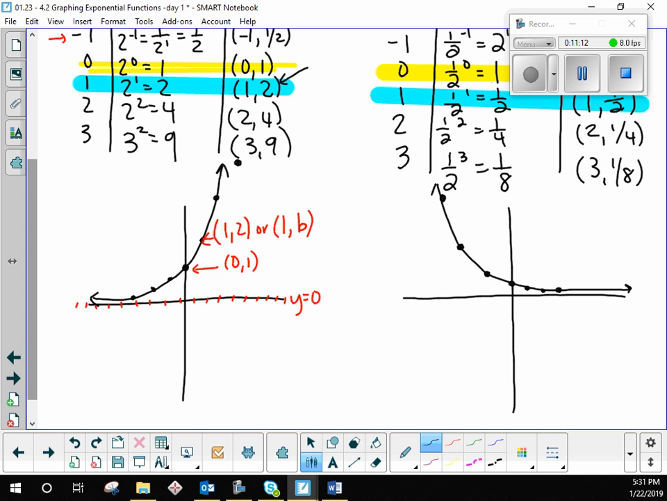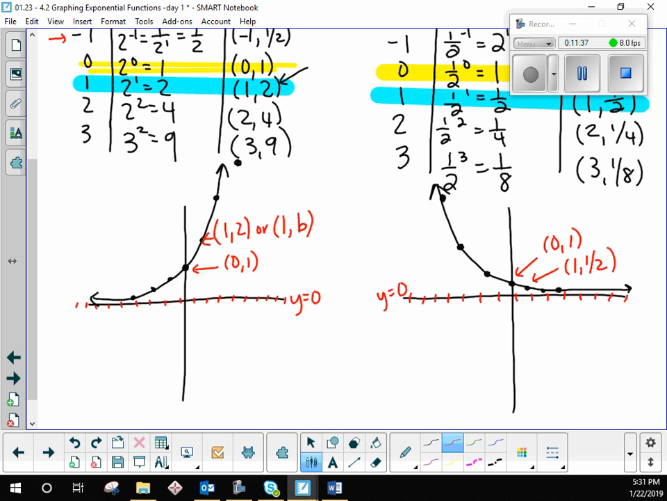Still going to be approaching 0 forever. So I still have this horizontal asymptote. I still have the point 0, 1. Where is your point 1, comma b? Your base, 1/2. It's right here.